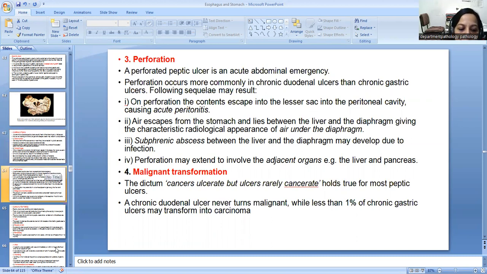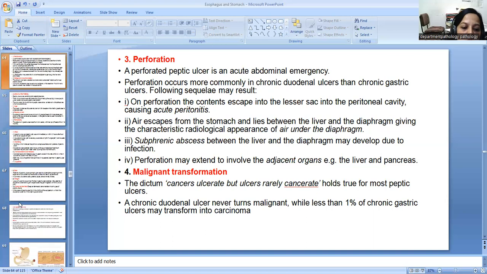Malignant transformation. Cancers of the stomach often ulcerate, but the saying that ulcers rarely become cancerous holds true for most peptic ulcers. A chronic duodenal ulcer never turns malignant, while less than 1% of chronic gastric ulcers may transform into carcinoma.